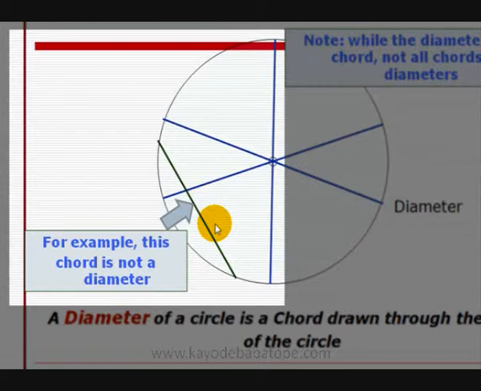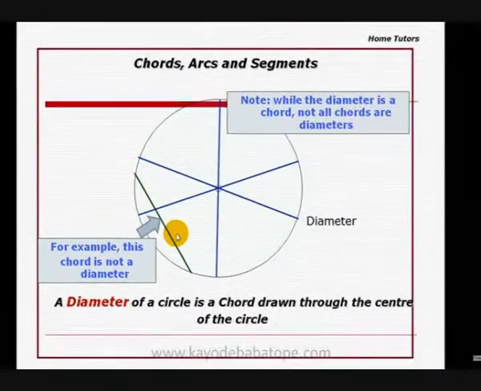Why? Because even though it is joining 2 points on the circumference of the circle, it is not drawn through the center. So take note of that difference between chords and the diameter. Not all chords are diameters, but all diameters are chords.